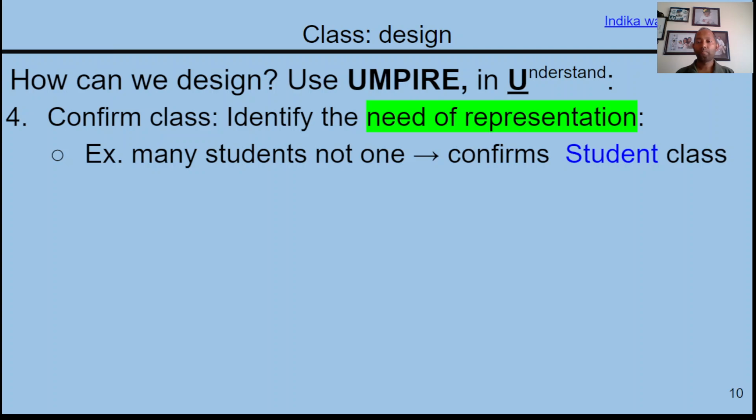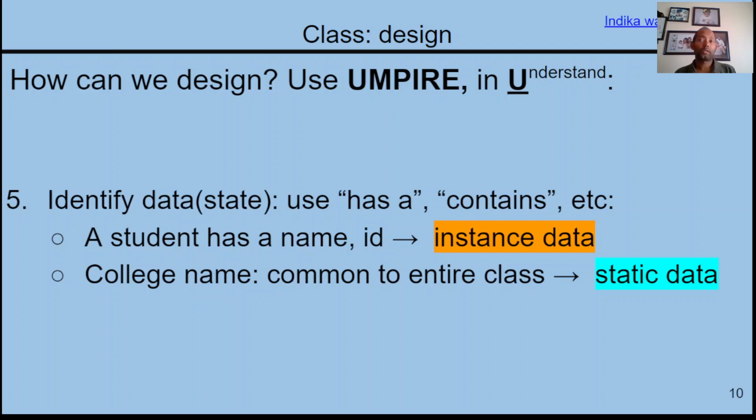Alright, continuing on UMPIRE. You can confirm the class if there's a community involved. In this case students, there are a lot of students and we want to represent them. So now we can confirm that there's a need to represent the students, so we need a class. And it could be not just a community, it could be a set of things as well, like for example vehicles or cars.